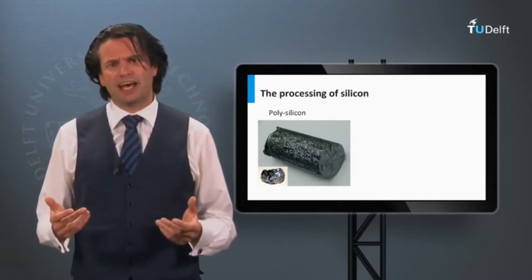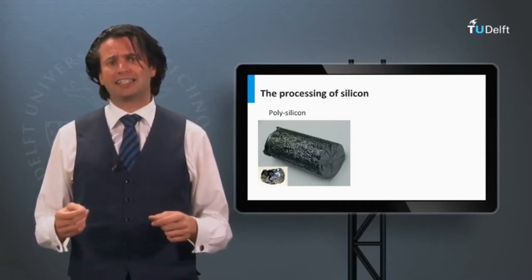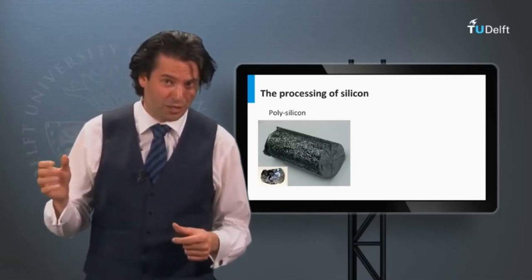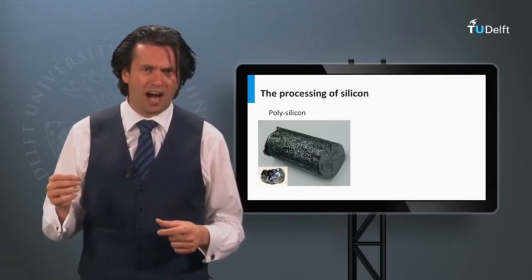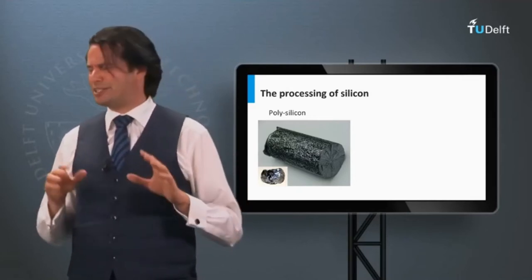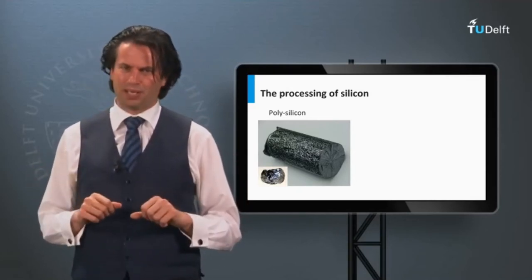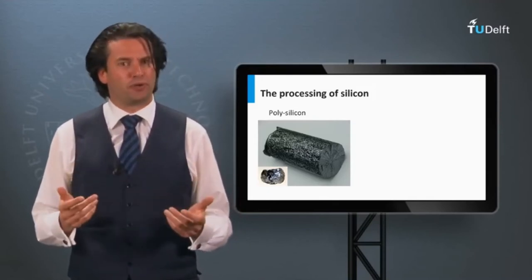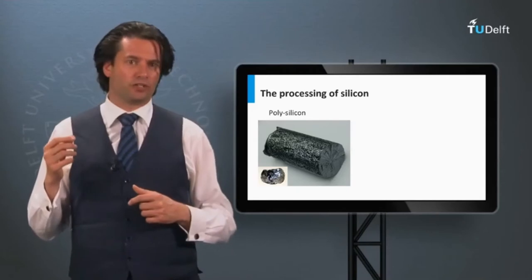Polycrystalline silicon can have a purity as high as 99.9999%, or in other words, 1 out of 1 million atoms is not a silicon atom. Last, I would like to mention an alternative approach, that of upgraded metallurgical silicon.